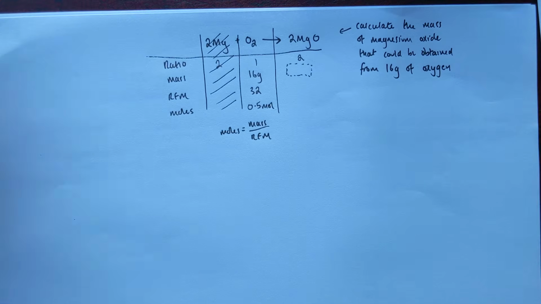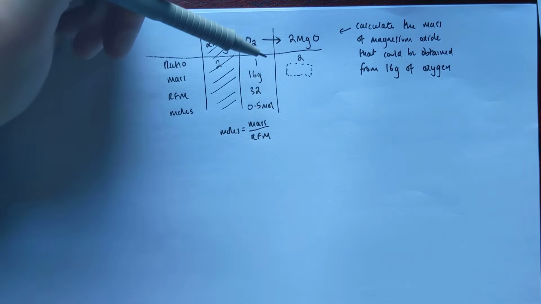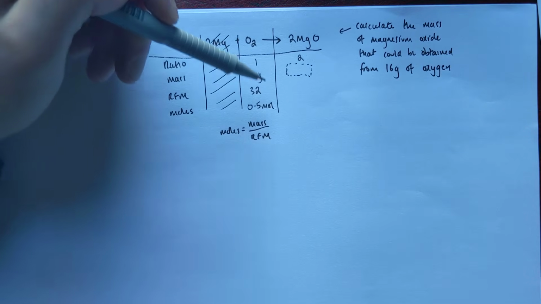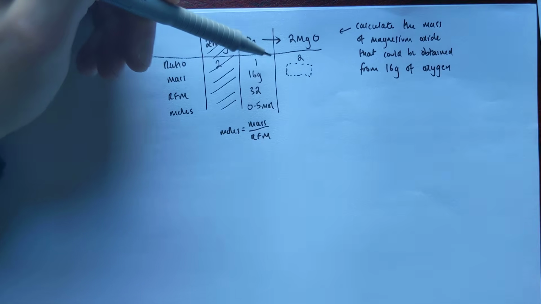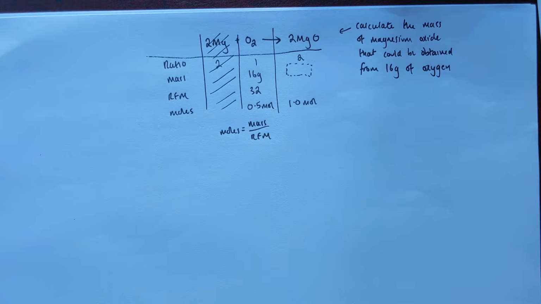This is where the ratio comes in. I know that if I had one oxygen, it would make 2 magnesium oxides, so that's a 1 to 2 ratio. So if I scale that up, if I've got 0.5 moles of oxygen, I use that 1 to 2 ratio, I times it by 2, and I'm going to make 1.0 moles of magnesium oxide. So I know the number of moles of the product I'm going to make now. I need to work out how much that is in mass.